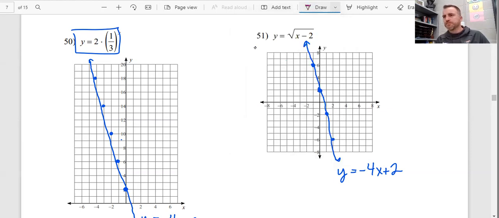So it starts there. When x is 1, that becomes 2/3. When x is 2, that becomes 2/9. So it gets a lot smaller, but it's going to flatten out like this. And as we go backwards, at negative 1, that would be 6, and then 18. It's going to look like this. And so the point where those two things intersect is at the point 0, 2.